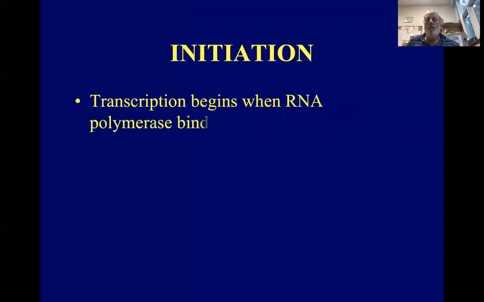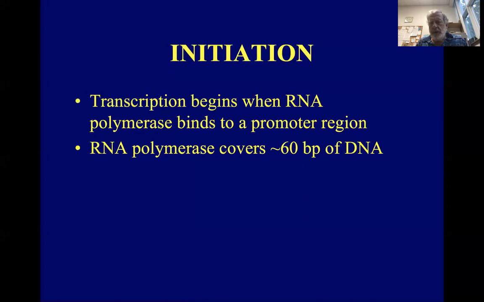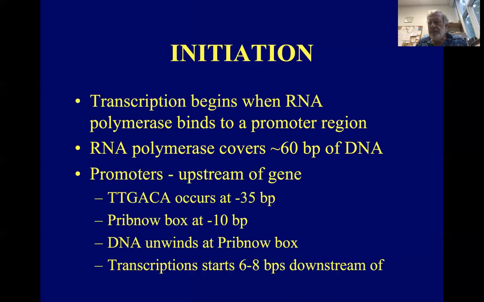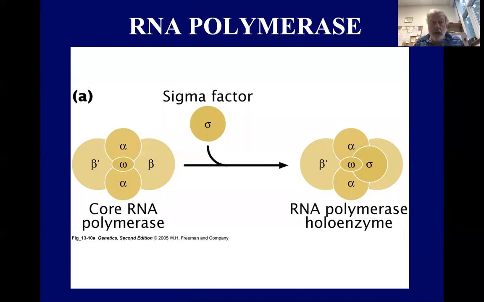So in prokaryotes then, transcription begins with the RNA polymerase, which is the molecule responsible for synthesizing RNA, binding to promoter regions. The RNA polymerase covers about 60 base pairs of DNA. The promoter regions are these short DNA sequences just upstream from the gene. As you can see here, here's the core RNA polymerase, and it needs the sigma factor, another protein entity, to bind to it for the enzyme to be completely functional.